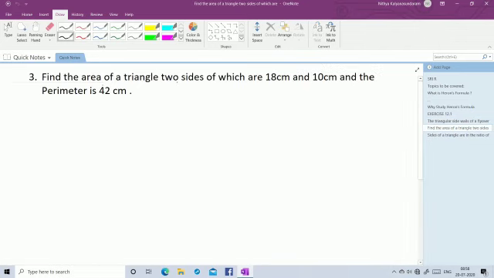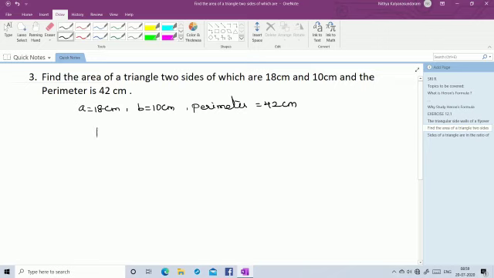Next question: find the area of a triangle, two sides of which are 18 centimeter and 10 centimeter, and the perimeter is 42 centimeter. Here you want to find the area of the triangle. Two sides are given, so A is equal to 18 centimeter, B is equal to 10 centimeter. Then the perimeter is 42 centimeter. So by using this perimeter, first calculate the third side of the triangle.